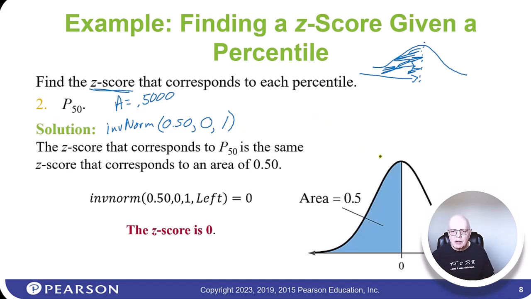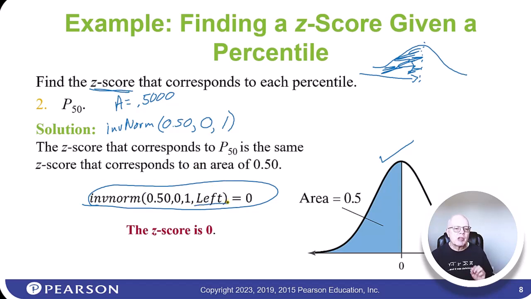Here's the picture. Here's how you put it in the calculator. If you've got a TI-83 or an older TI-84, you don't need the left because it assumes it's from the left. And of course, the z-score is 0 because in a z distribution, 0 is right in the center. 0 standard deviations away from the mean.